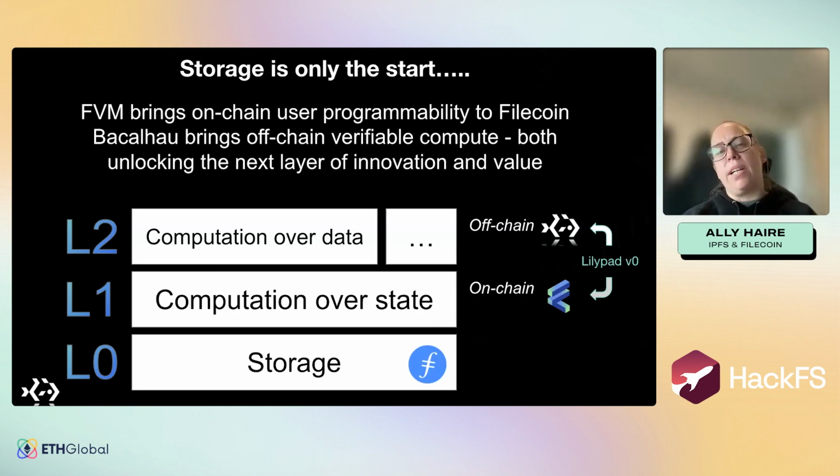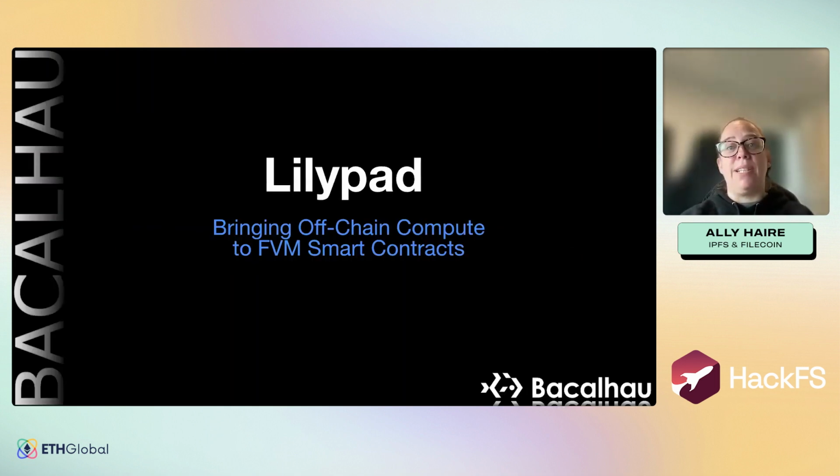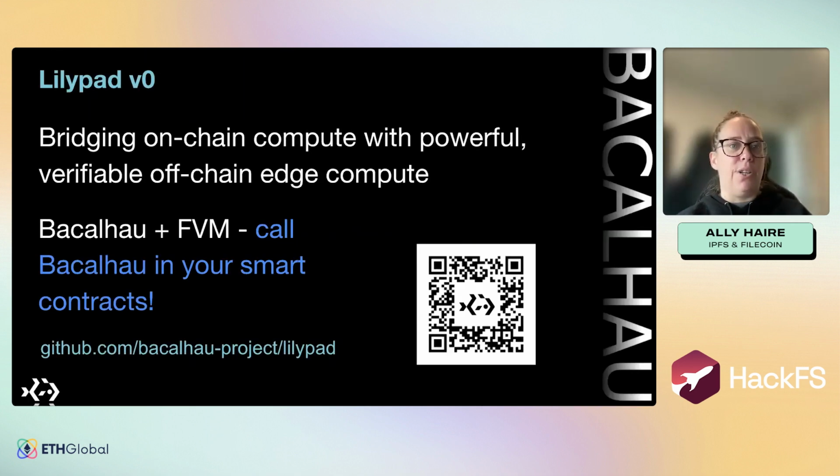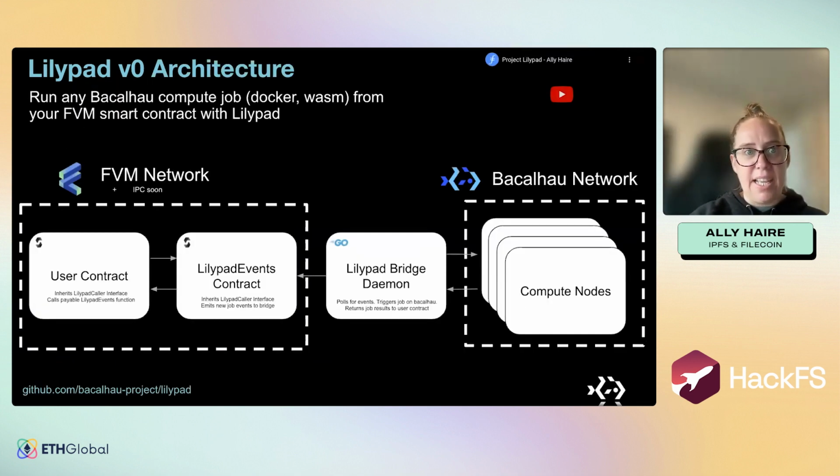In order to bring the power of this compute directly to your smart contracts, we developed this prototype for relaying Bacalhau jobs directly from your FVM smart contracts. This early prototype is called Lilypad, and it acts as an initial connector for these technologies. Lilypad operates as this bridge for calling Bacalhau off-chain compute jobs from your smart contracts. And for the devs here, it's also already deployed to the FVM calibration testnet and to the FVM mainnet. You can check out the GitHub repo for more details on how to use it there.